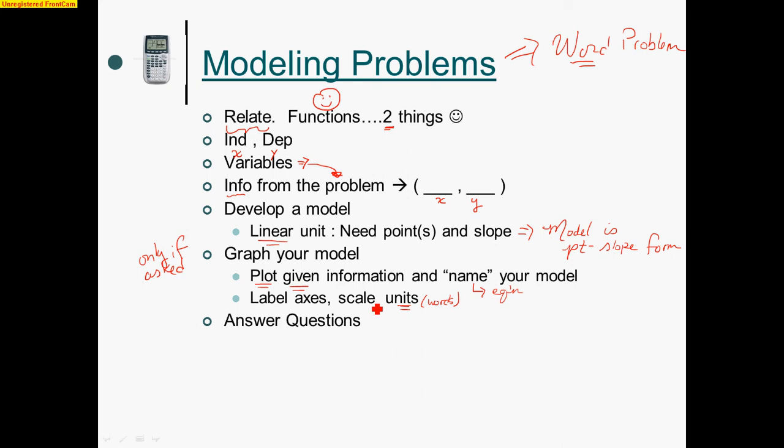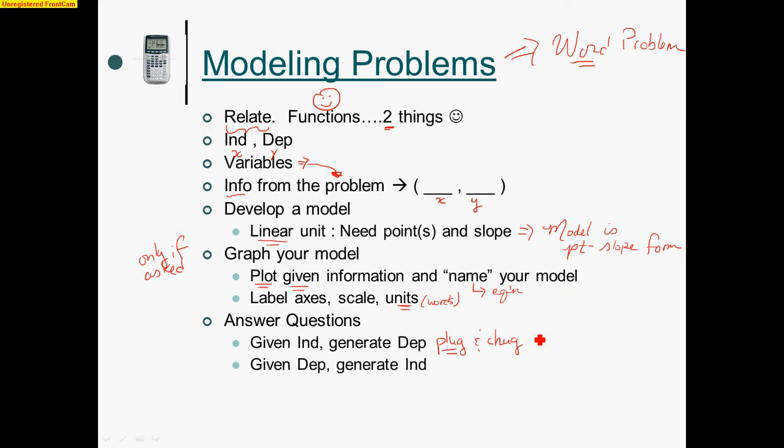Then you're going to answer questions after you have a model, and you'll notice a certain flow in every unit. The questions are going to give you an independent variable and ask you to generate the dependent. This is just plug and chug. You're going to have a calculator for these problems. I don't need to see a lot of math. I just need you to show me that you plug in and show me the answer with units.